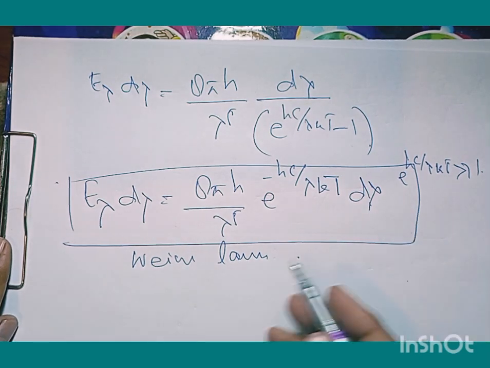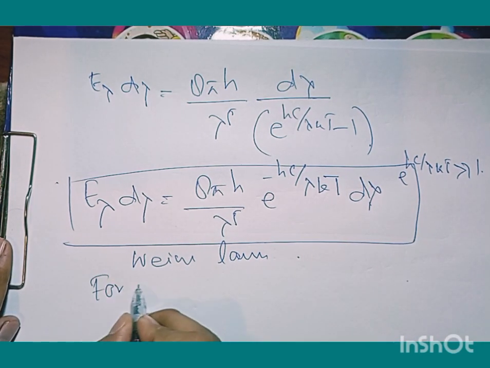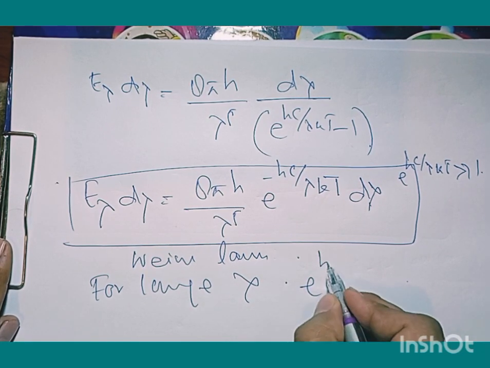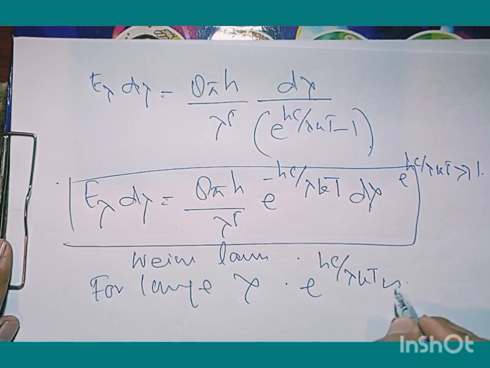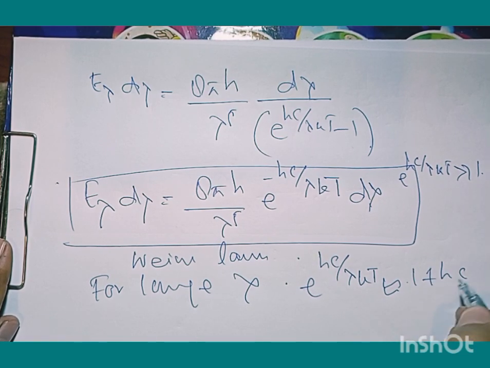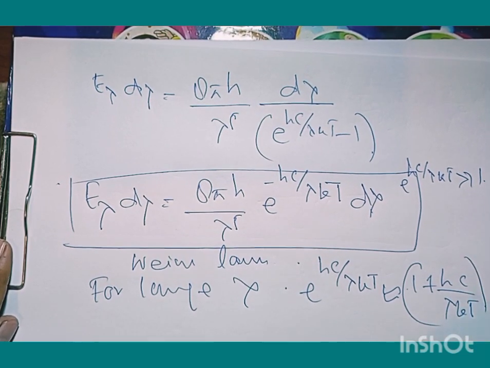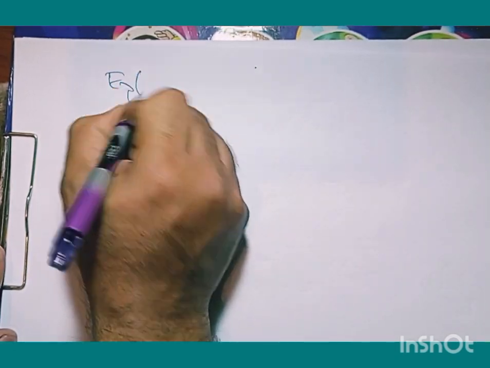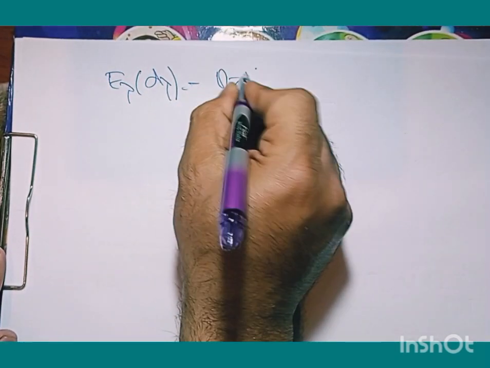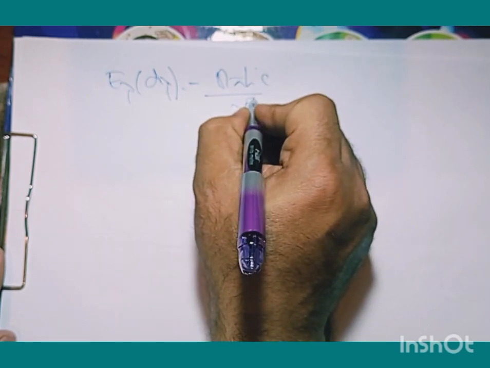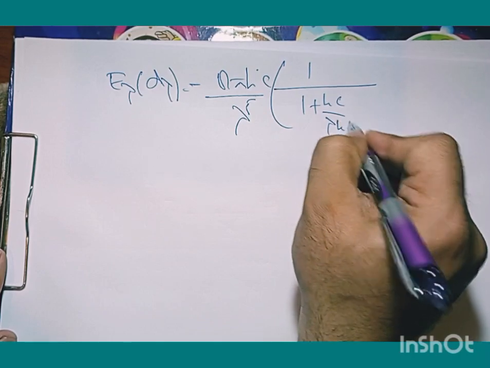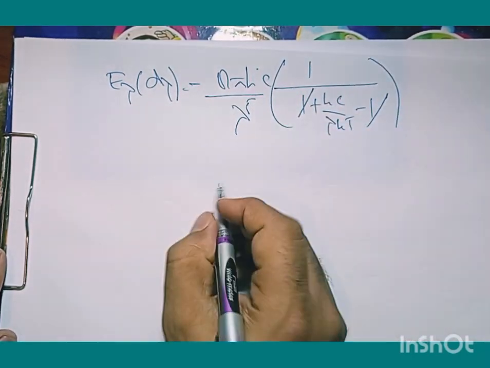But if we take the reverse, for longer wavelength, I mean for longer lambda, this e to the power of hc by lambda kT can be approximated to 1 plus hc by lambda kT. So we can use this in Planck's blackbody radiation law, and what we'll obtain? E lambda d lambda will be 8 pi hc by lambda raised to the power 5, times 1 by 1 plus hc by lambda kT minus 1. I think this minus 1 and plus 1 will cancel.